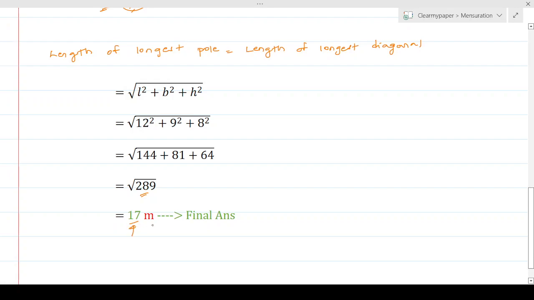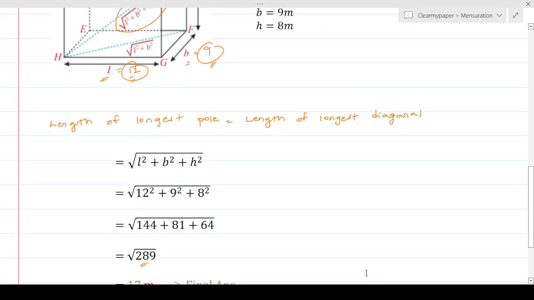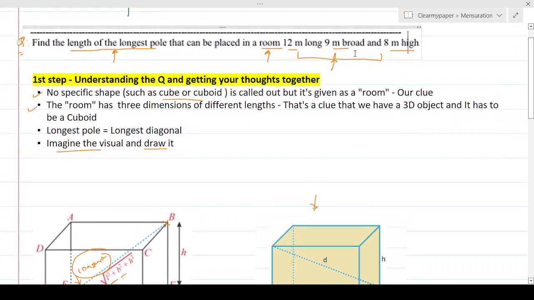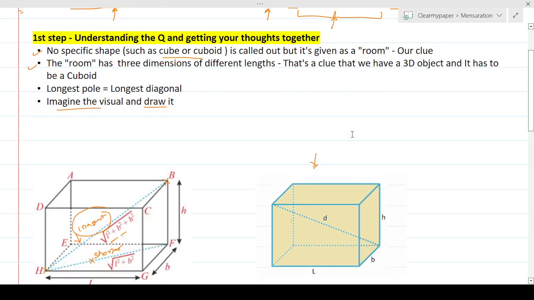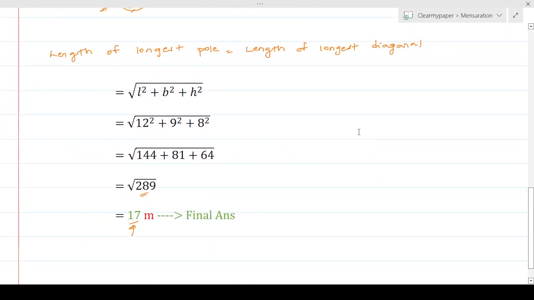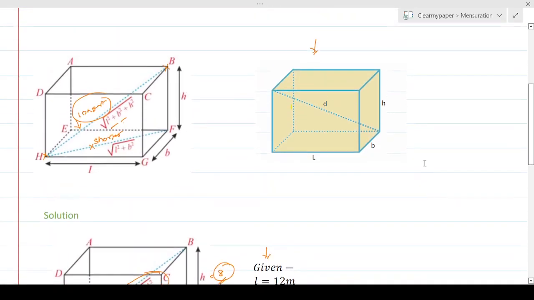And as always, we need to put units. The given problem already has the unit in meters, and you carry forward the same unit of measurement here, which is why I put this in red. If no unit is given, you can write it as 17 units. But if a unit is given, you just put the same unit that is given in the question. So the answer to this question is 17 meters, and that's your final answer, and that's how you secure marks. That's a quick wrap-up on this topic. We'll move on to the next topic in the next episode.